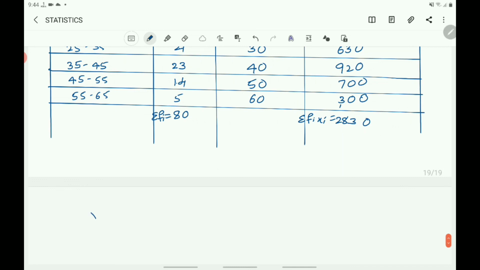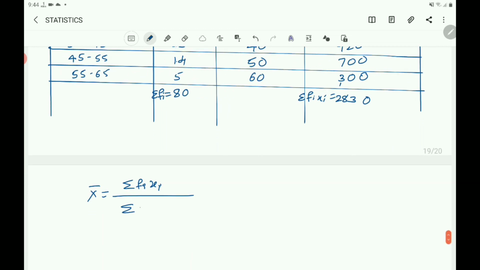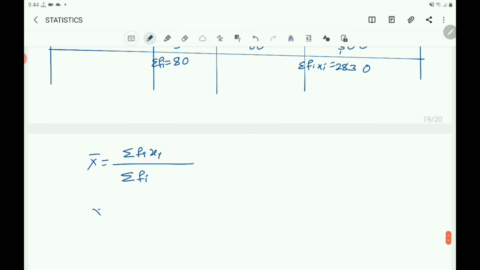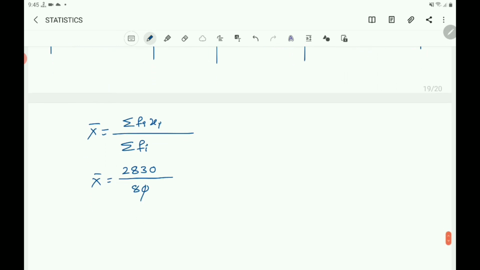Then you write the formula for x bar, that is by direct method. So x bar equals summation of Fi Xi divided by summation of Fi. So x bar equals 2830 divided by 80. So you cancel 0 0. Then 283 by 8. 8 3s are 24. Then 28 minus 24 is 4.